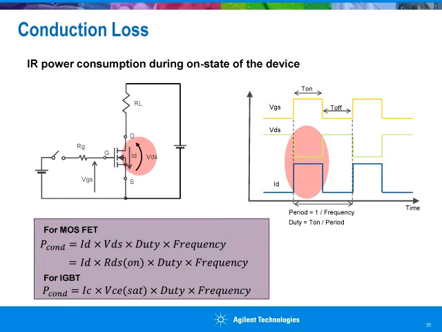And conduction loss is very simple. It is determined by the on resistance, on voltage, and the duty ratio. This is the power consumption at the on state of the device. This equation is not correct. I'm sorry, please fix it. This parameter is not related to the frequency.